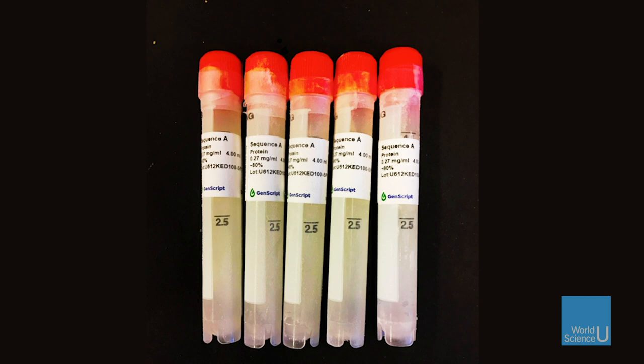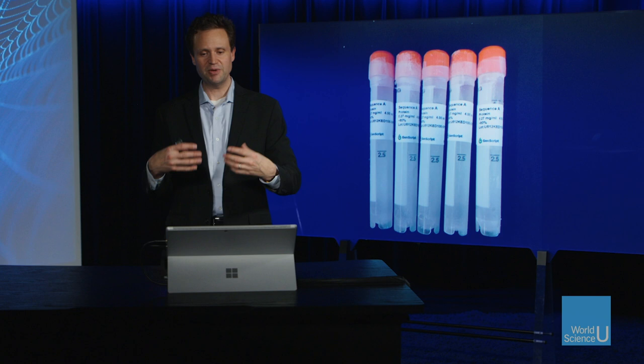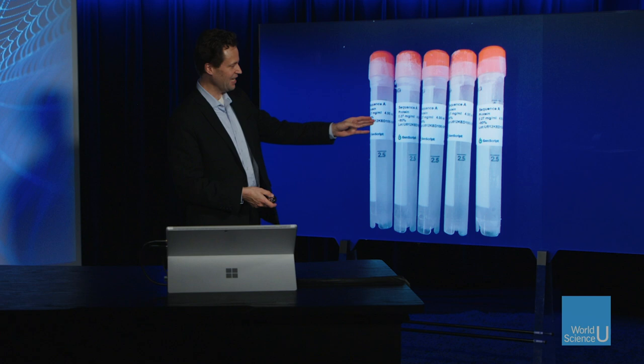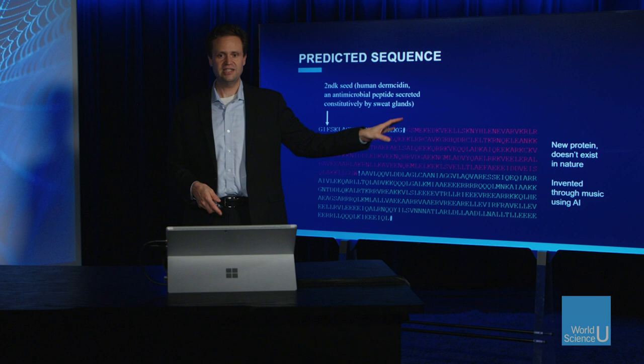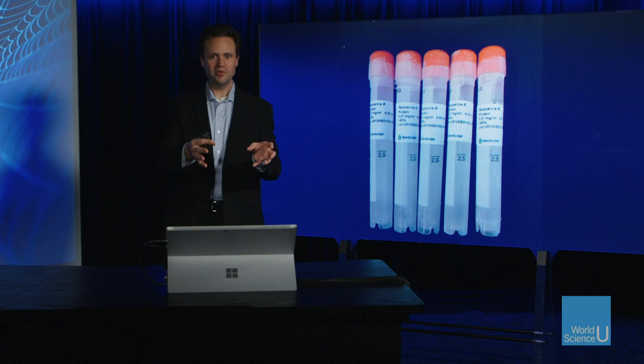Right? We can take the sequence, insert the sequence as a DNA code into a bacteria, and the bacteria will make that protein and actually produce little tubes with this particular protein. We call them sequence A, which is the sequence that we've designed here. And this sequence, like the other ones, has not existed in nature yet. So this is the first time a protein has been designed, a material has been designed through music, and actually made back into a physical substance after it's been made through sound.